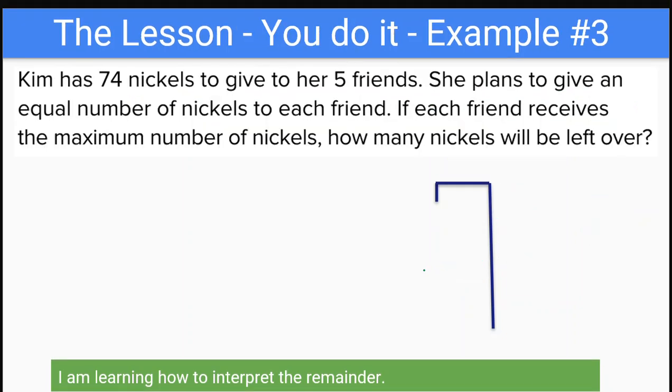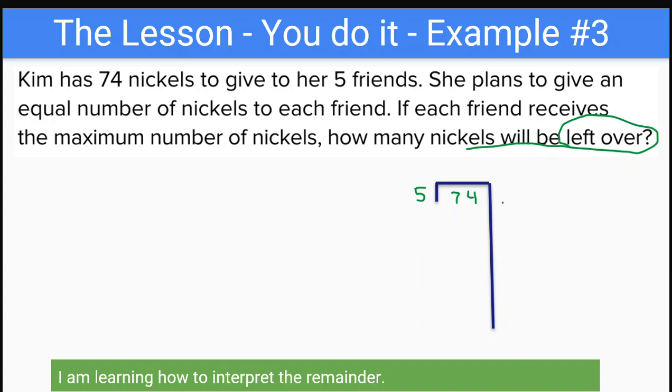Kim has 74 nickels. All right, let's put that in here. 74. She plans to give an equal number of nickels to each of her friends. Okay, and she has 5 friends. If each friend receives the maximum number of nickels, how many nickels will be left over? We know that the words left over really mean what will the remainder be.